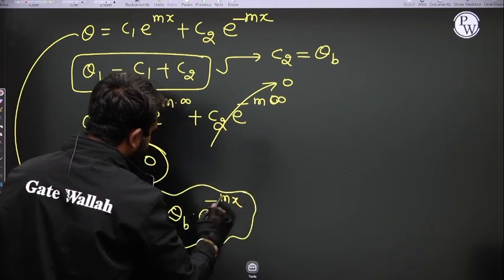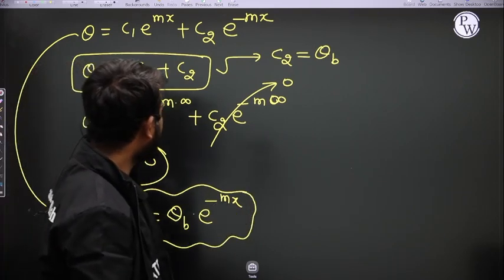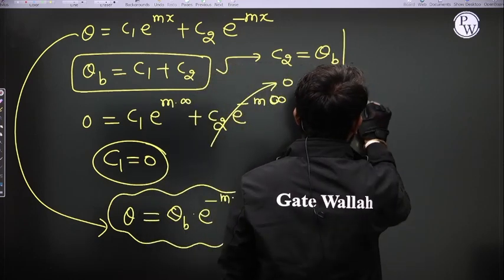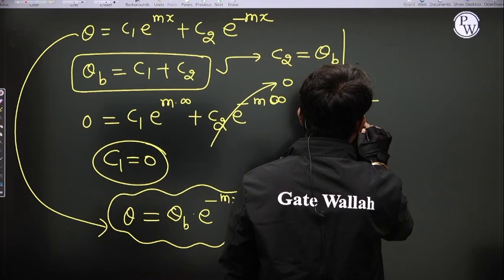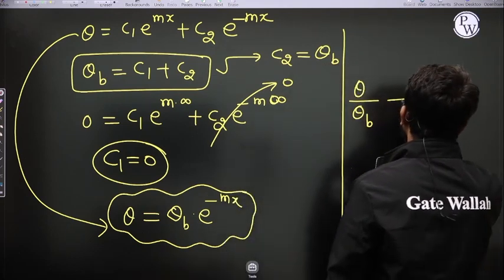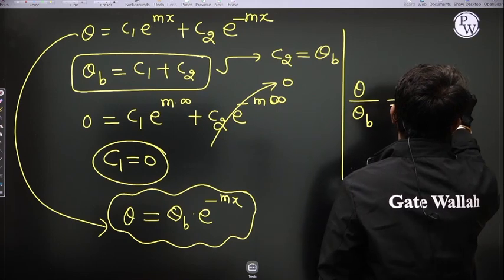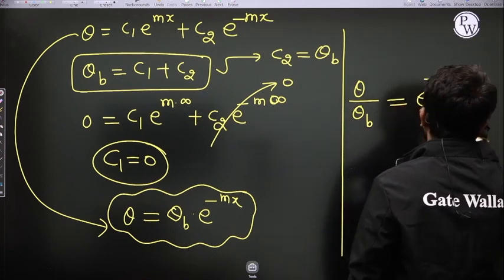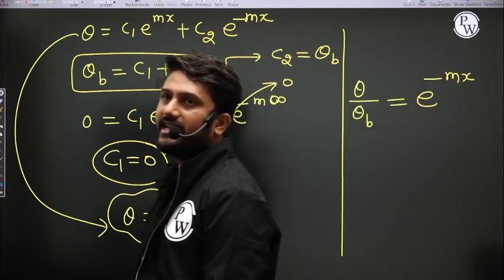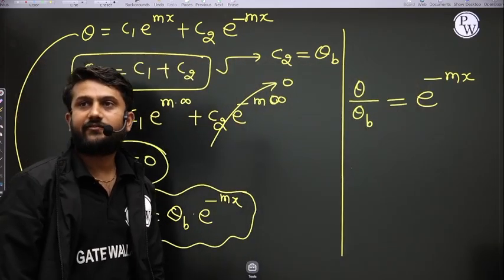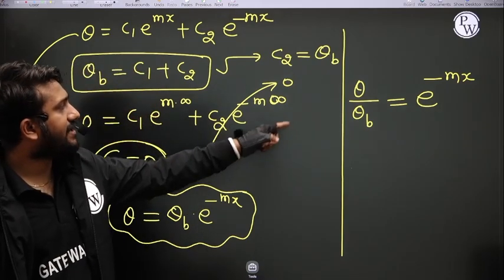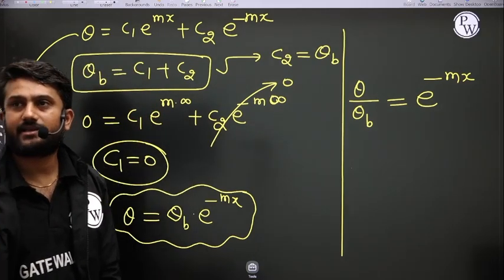Theta is equal to theta b e to the power minus mx, or we can write theta by theta b is equal to e to the power minus mx. Is it fine? Is it clear? Theta by theta b is equal to e to the power minus mx.